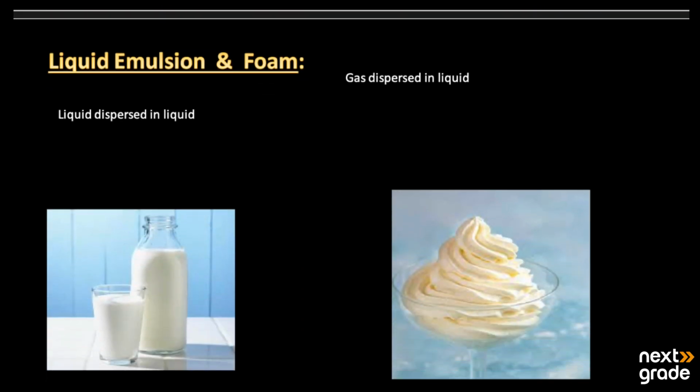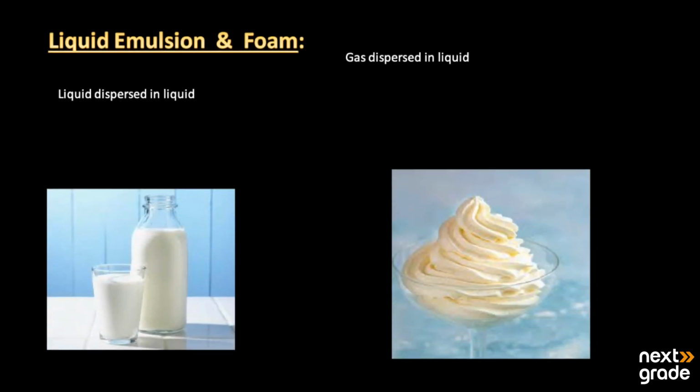Next we have the third and fourth classes of colloids, which are the liquid emulsion and the foam. In a liquid emulsion, a liquid is dispersed in a liquid. It means both the dispersion medium and the dispersed phase are in the liquid phase. The most important example we have is milk. Milk is a colloid, and it falls under the category of liquid emulsion.